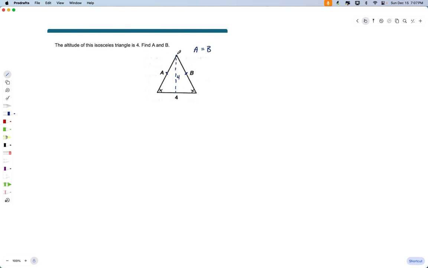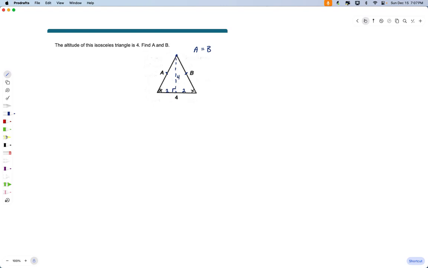All right, if A is equal to B and this is an isosceles triangle, then the apex is directly over the center of the base, which means drawing a perpendicular line cuts it in half. So that would make this 2 and this 2. So we have 2 right triangles with a base of 2 and a height of 4.